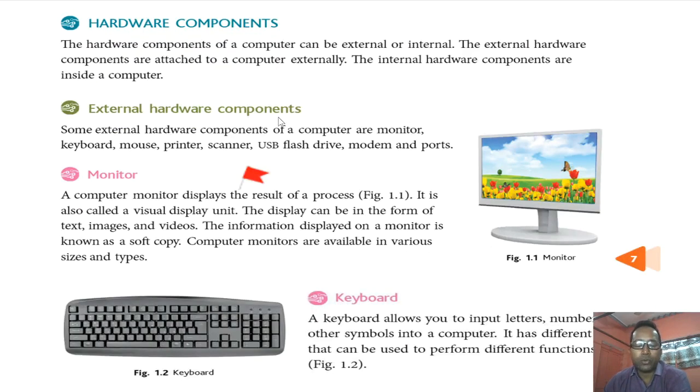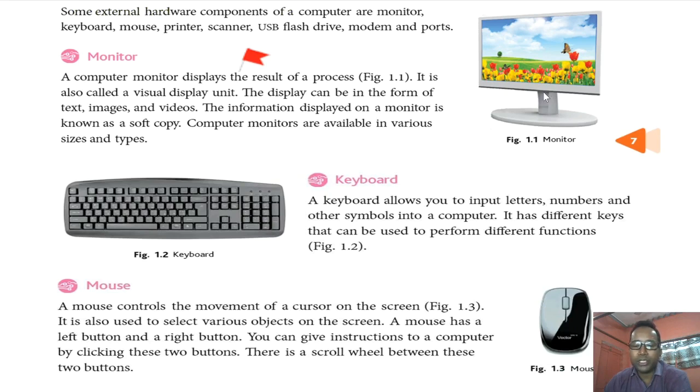So let us discuss a few external hardware components. Some external hardware components of a computer are monitor, keyboard, mouse, printer, scanner, USB flash drive, modem, and ports. First, the monitor. This is one picture as given.